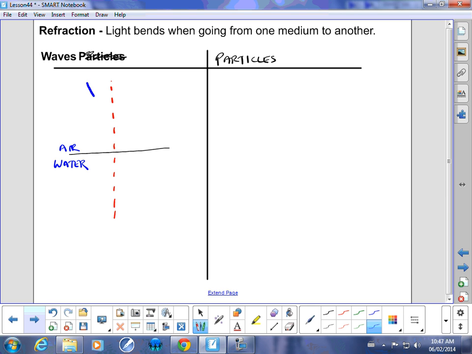Our initial light ray would strike here and enter a more dense medium, so it's going to bend toward our center line. So theta i in this case is going to be bigger than theta r for refraction here. And again, to Huygens' credit, Snell's law supported him completely.